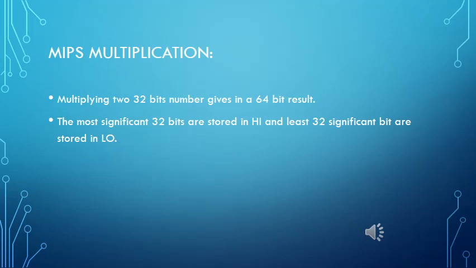Now in MIPS, we have also multiplication. This multiplication will take two 32-bit numbers and the result will be a 64-bit number. Now this 64-bit number is divided into two parts, the high part and the low part. The most significant 32 bits are stored in the high part, and the least significant 32 bits are stored in the low part.